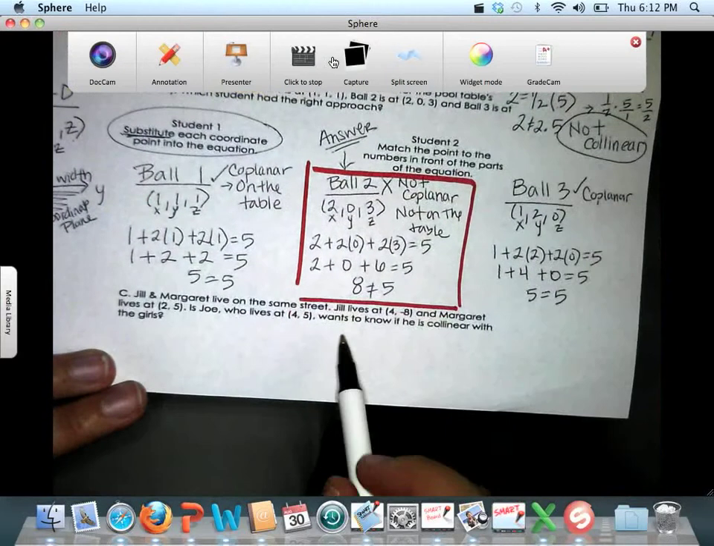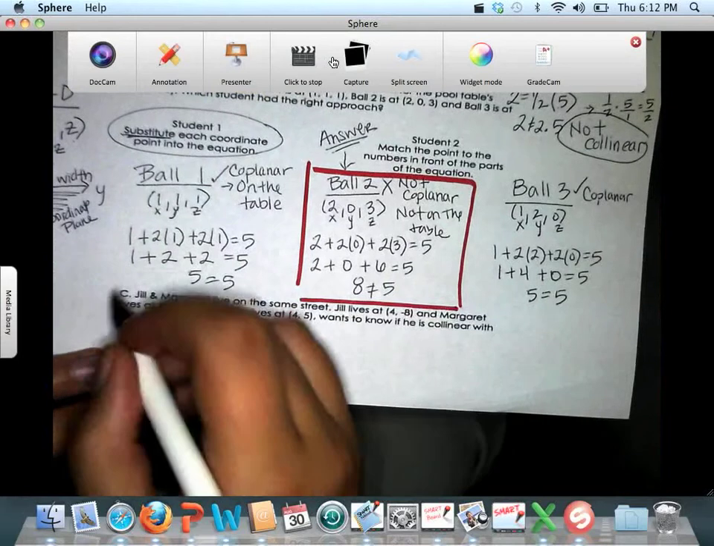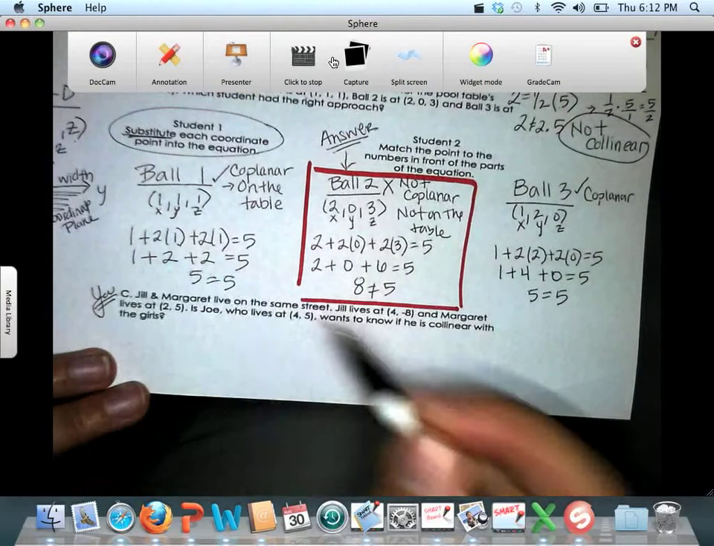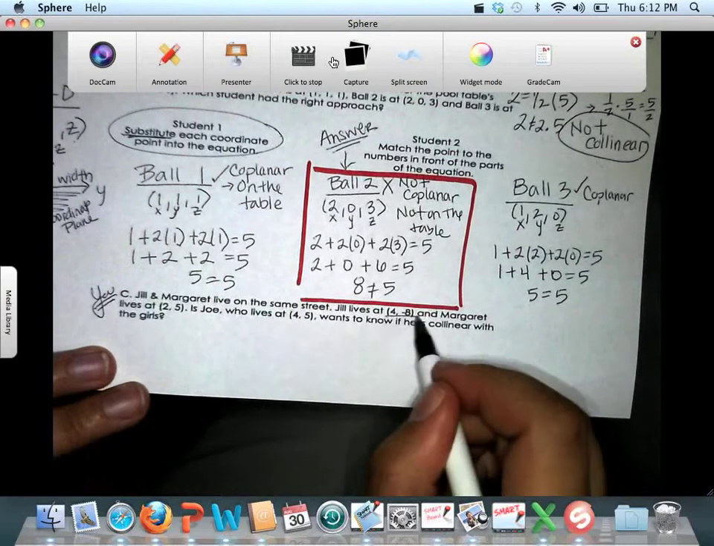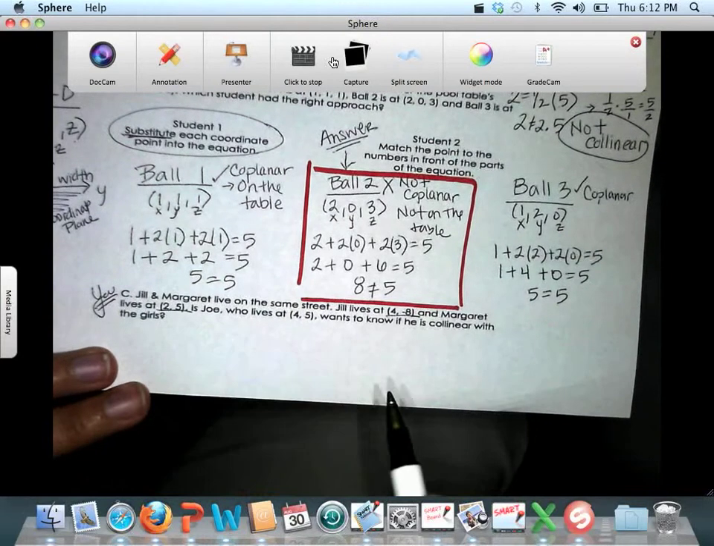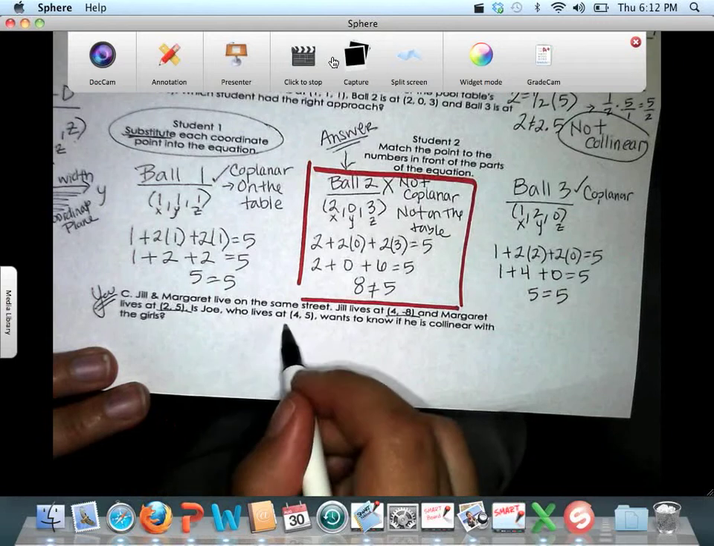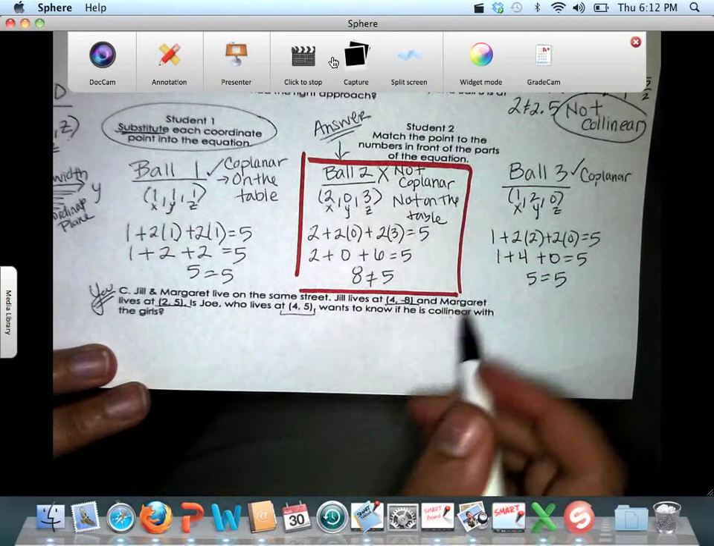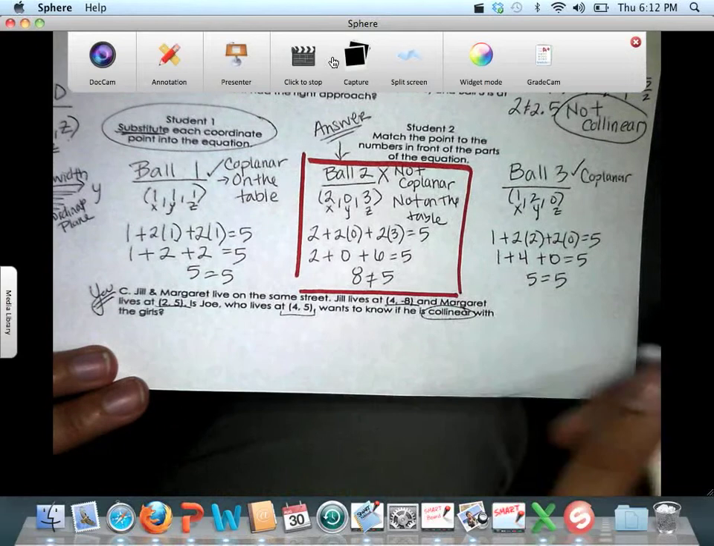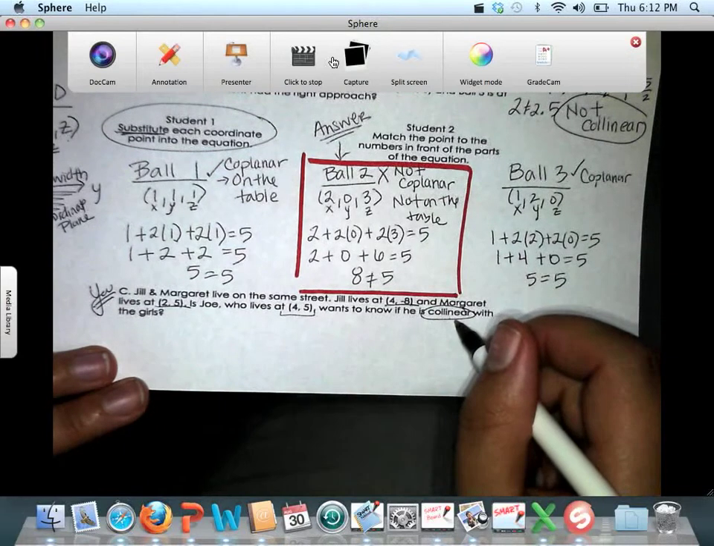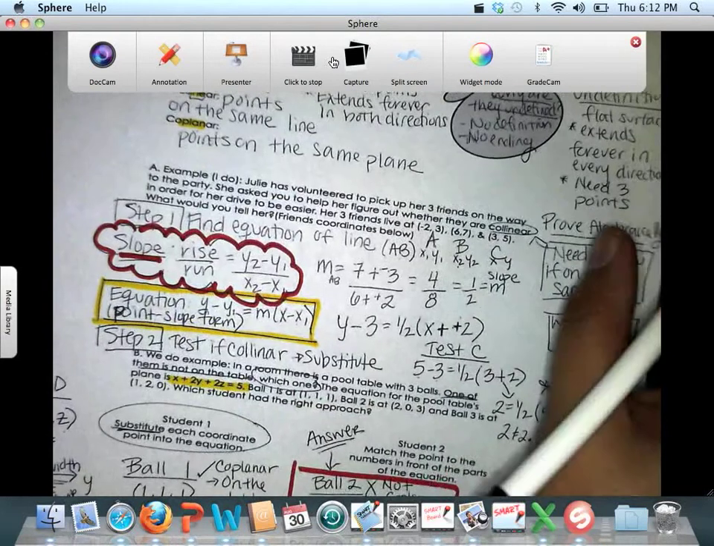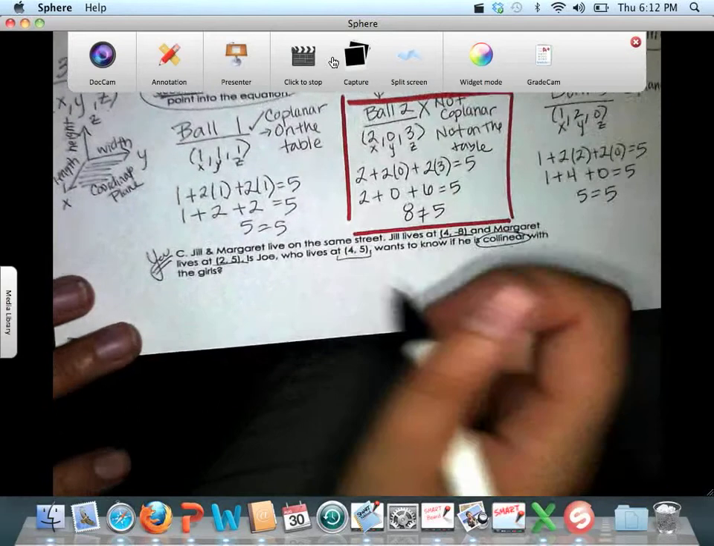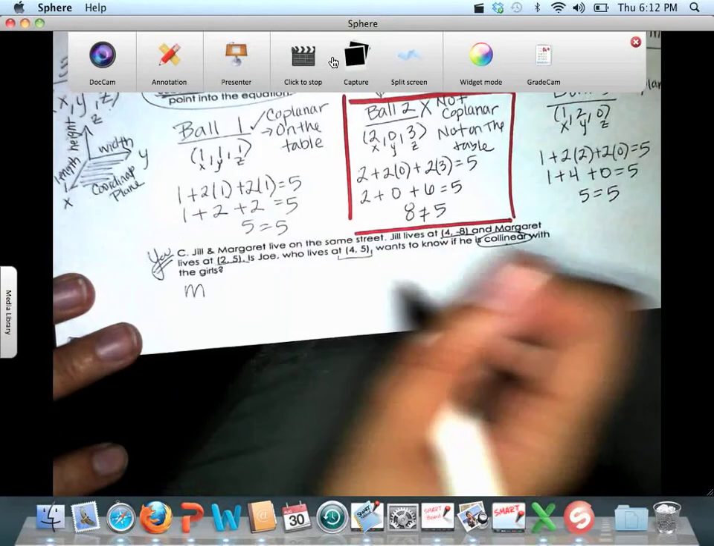All right, for the last one, okay, this is the you do, right? Jill and Margaret live on the same street. Jill lives here, Margaret lives here, and we want to know if Joe is collinear, right? So our first clue is collinear, which means, and they do not give us an equation, so this is going to be just like the one up here, okay? So that means first I want to find slope, right?